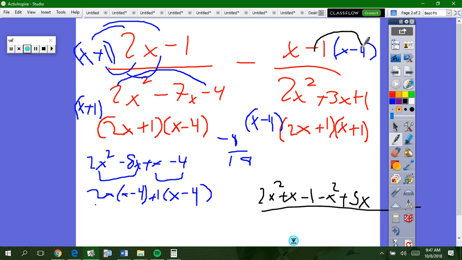Negative 1 times negative 4 makes it a positive 4 because he's negative. That's a negative 4. Any questions how I did that? 5x, notice I got x times negative 4, which is negative 5x, with a negative x, so that's negative 5x. Does that make sense? But then he's negative here, so therefore a positive 5x. You with me?